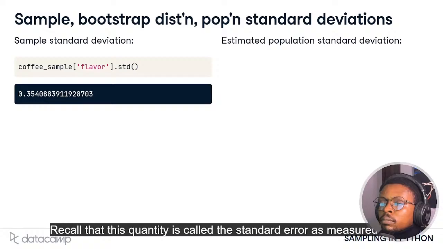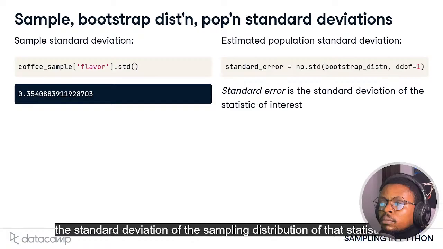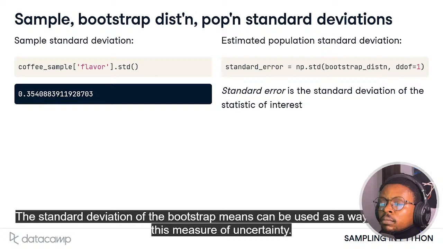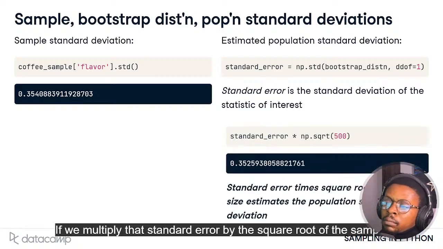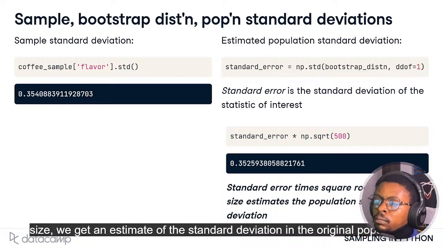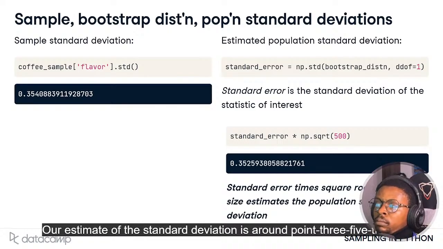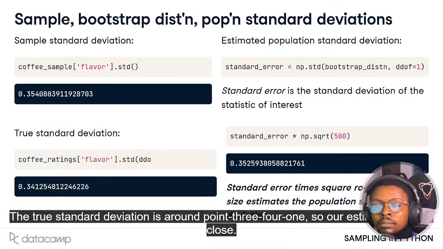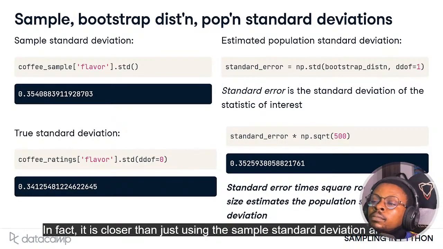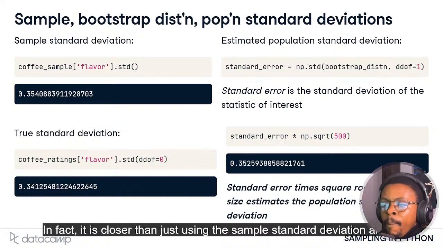Recall that this quantity is called the standard error, as measured by the standard deviation of the sampling distribution of that statistic. The standard deviation of the bootstrap means can be used as a way to estimate this measure of uncertainty. If we multiply that standard error by the square root of the sample size, we get an estimate of the standard deviation in the original population. Our estimate of the standard deviation is around 0.353. The true standard deviation is around 0.341, so our estimate is pretty close. In fact, it is closer than just using the sample standard deviation alone.